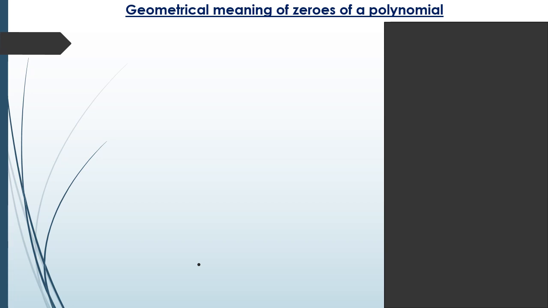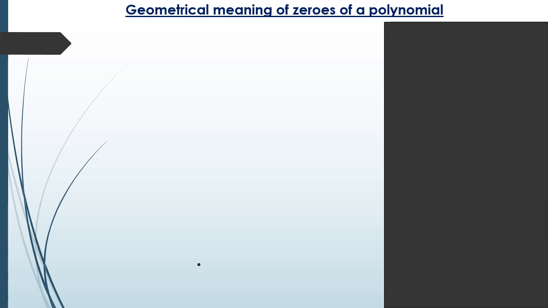Also, first of all we have studied how to find the value of a polynomial, and we know that if the value of a polynomial for some real number becomes 0, then that real number is considered a zero of the polynomial. Now we are going to see what exactly a zero of a polynomial means geometrically. We'll see the geometrical meaning of zeros of a polynomial.